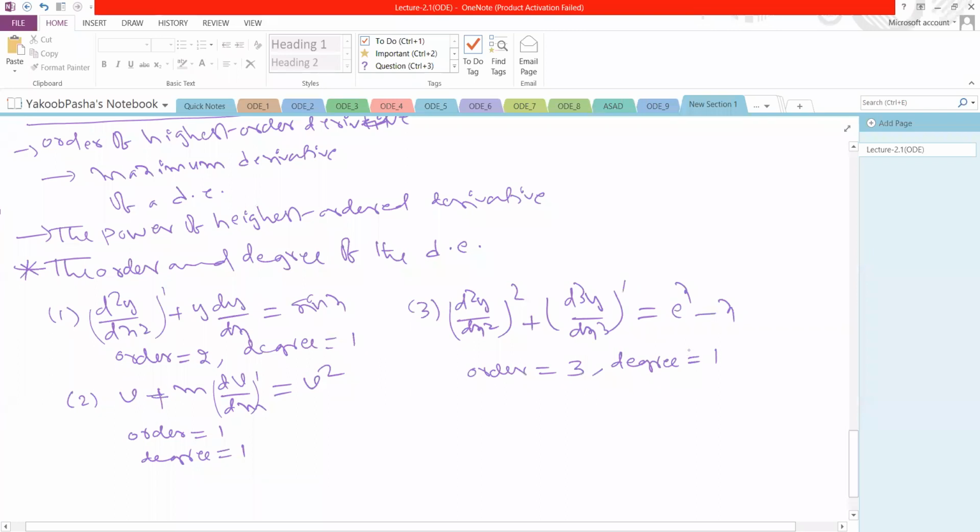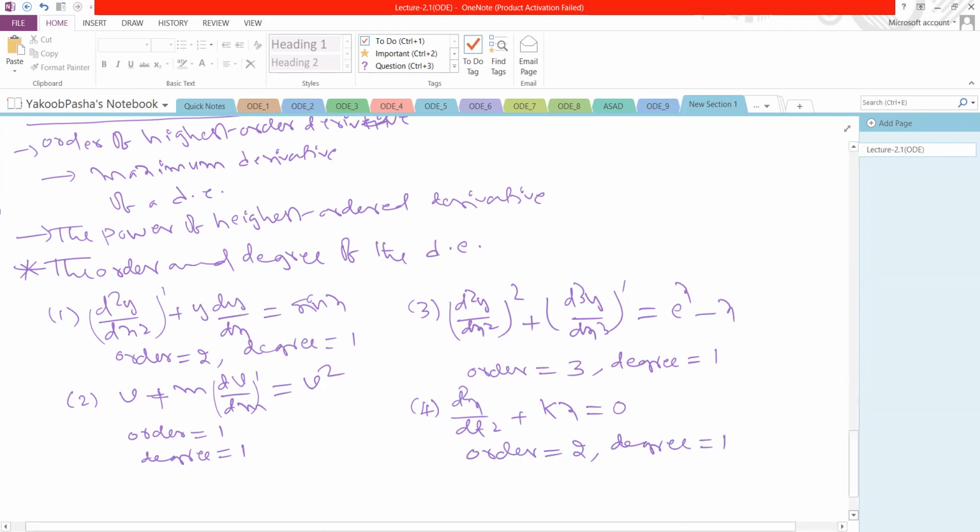And fourth example, d square x by dt square plus k into x is equal to 0. So the maximum derivative is 2, that is order is equal to 2, and its power is 1, so degree is equal to 1.